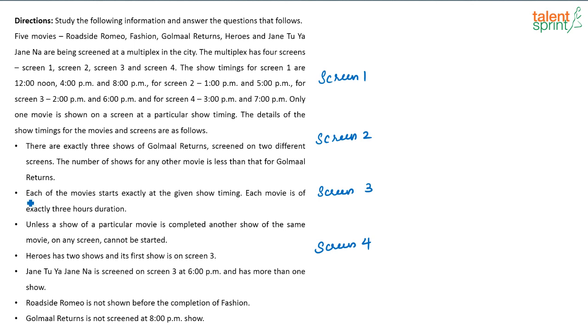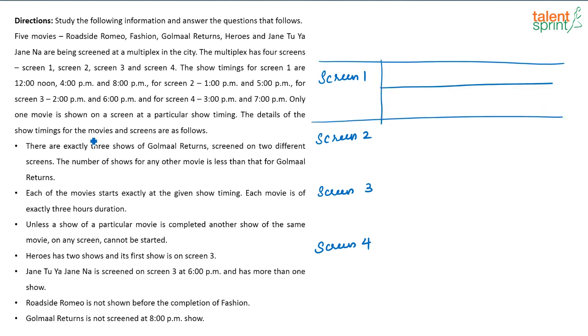Look at this information. Each of the given movies starts exactly at the given show timing. Each of the movies has exactly 3 hours of duration. So when are the shows happening in screen 1? If you look at screen 1, there are 3 shows. There is 12 noon, that is 12 to 3, 3 hours being each show timing, correct? 12 to 3, then 4 to 7, and then 8 to 11. So those are the timings when movies are shown in screen 1.